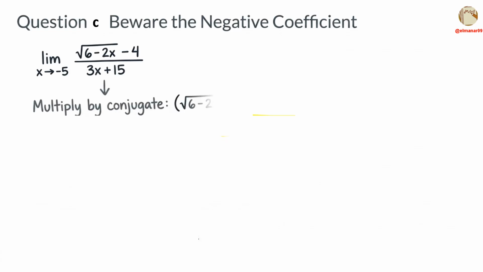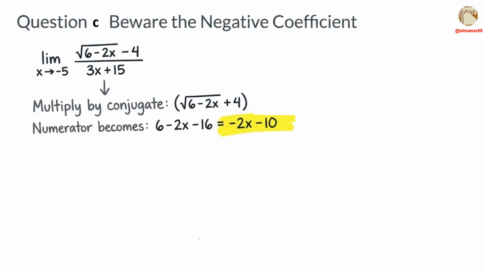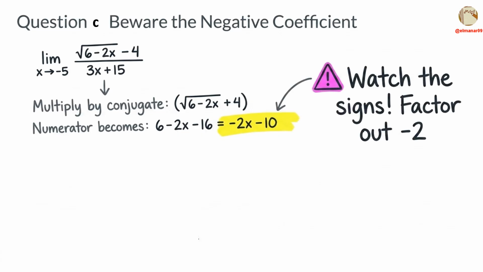6 minus 2x minus 16 equals negative 2x minus 10. Crucial step. You must factor out negative 2. This gives us negative 2 times x plus 5. Many students forget the negative sign here. Always watch your signs like a hawk.